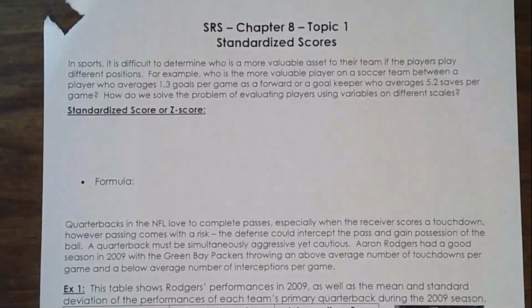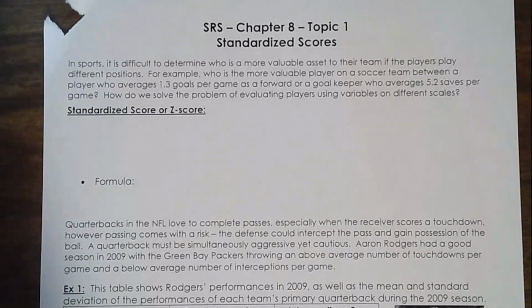So here we go. Today we're going to start off with talking about standardized scores, which are otherwise known as z-scores. It says, in sports, it's difficult to determine which player is a more valuable asset to their team because players play different positions. So, for example, for soccer, if you're trying to decide between two players to be your MVP, is it your forward who averages 1.3 goals per game, or is it your goalie who averages 5.2 saves per game? Their jobs are to do two completely different things. So how do you measure who's the most valuable player to your team? One way to do that is to use a standardized score or a z-score.